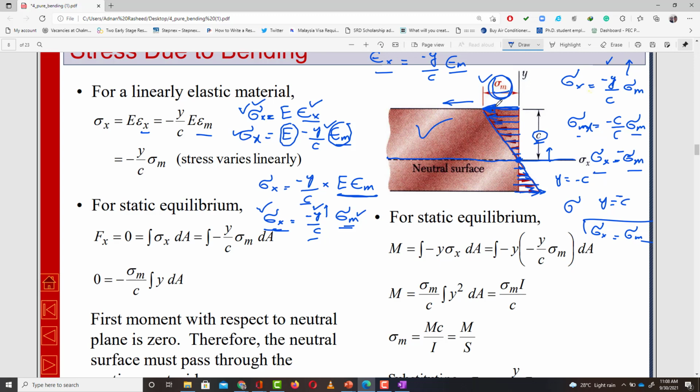This sigma m will be equal to sigma x. This will be the maximum stress. Similarly, below the neutral surface, the stress will be the maximum, but it will be positive, meaning there is tensile stress.